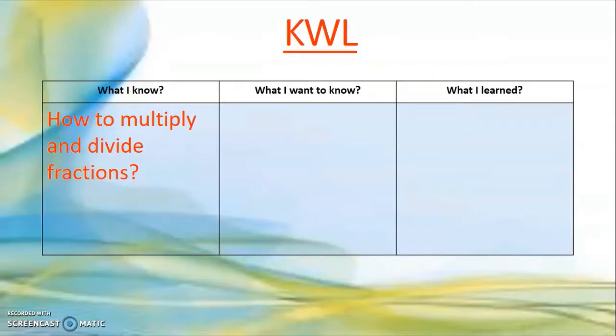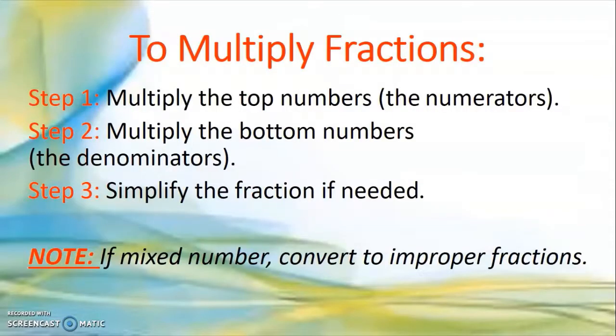How to multiply and divide fractions? To multiply fractions, first multiply the top numbers or the numerators. Second, multiply the bottom numbers or the denominators. And last step, simplify the fraction if needed. Take note, if mixed number, you need to convert to improper fractions.